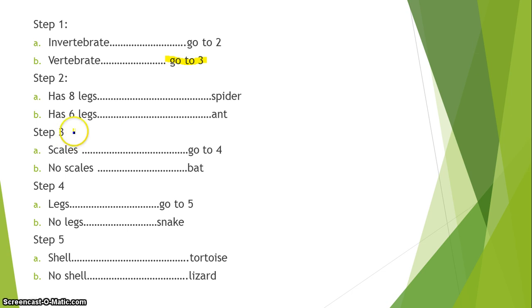So let's just run through our key. If the animal is an invertebrate, we go to question 2, and that will identify our spider and our ant. If the animal is a vertebrate animal, then we need to go on to step 3, 4 and 5, because that will identify our remaining organisms. Since there are many traits that you could use to group these animals, there's more than one way to create a dichotomous key. Your dichotomous key may be completely different to mine, depending on the traits that you've chosen to include. What it means is that there is more than one correct answer to be able to identify these animals.